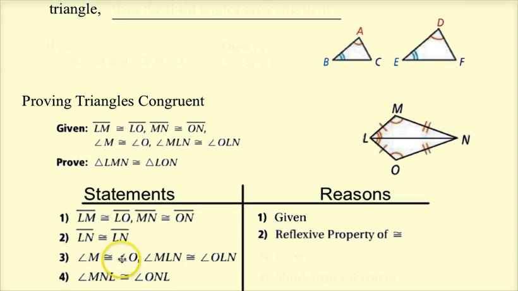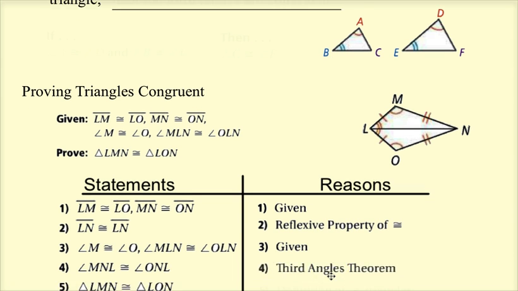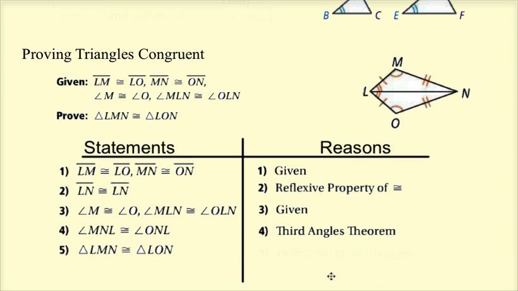Now I'm going to list the angles. I have angle M is congruent to angle O, and angle MLN is congruent to OLN. And again, that was in the given. So I have my two angles. How can I get the third angle? Well, I'm going to use that third angles theorem that we just learned about. If these two angles are congruent to these two angles, then angle MNL over here has to be congruent to angle ONL over here. Okay, so I have that listed already as a statement. And the reason is going to be my third angles theorem.